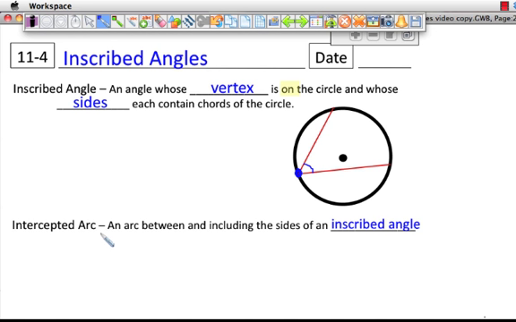An intercepted arc has to be the arc that is formed inside the edges of the angle, but it still has to be part of the circle right there. It's from one end of the angle to the other end, and these two have a relationship. This is the intercepted arc, this is the inscribed angle, and the next rule is going to tell us what the relationship is.